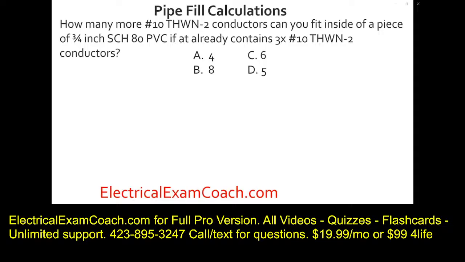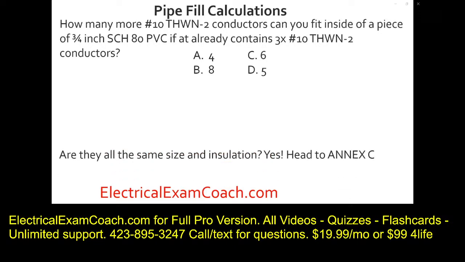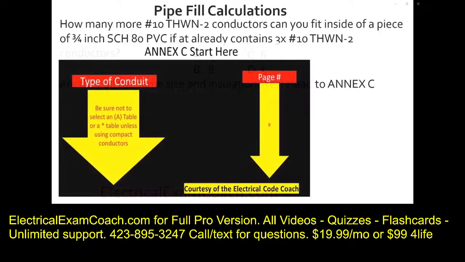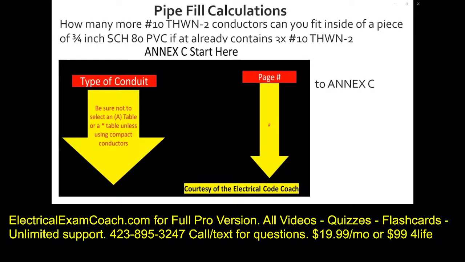How many more number 10 THWN-2 conductors can you fit inside of a piece of 3/4 inch Schedule 80 PVC that already contains 3 number 10 THWN-2 conductors? The first question we're going to ask ourselves, are they all of the same size and insulation type? They are, so we're going to head straight to Annex C. When we get to Annex C at the Start Here table, we're going to start on the left-hand side until we find our type of conduit. Then we're going to verify that we're not in the A version of that conduit. We're going to slide over and find our page number.